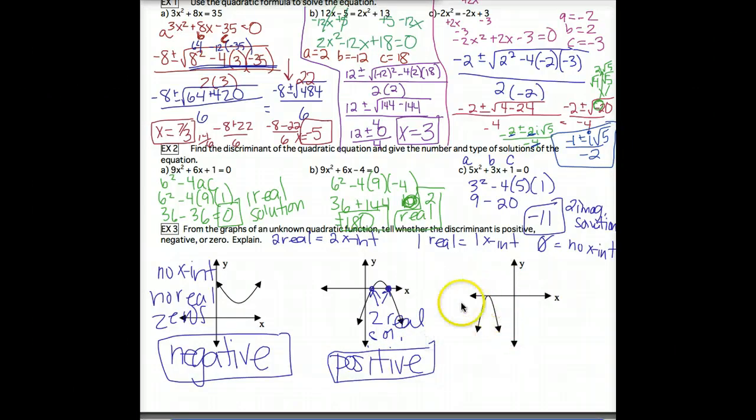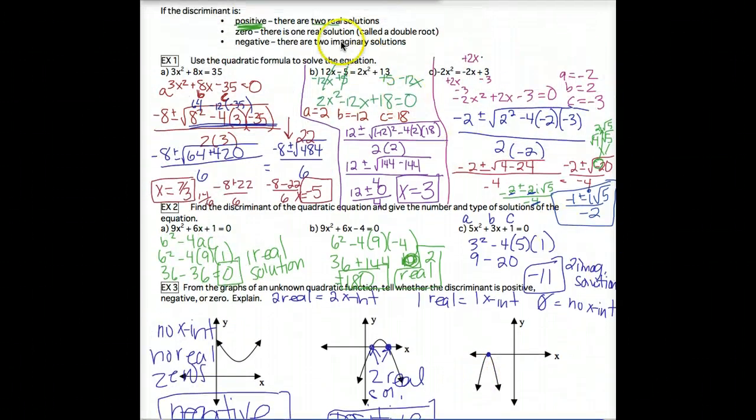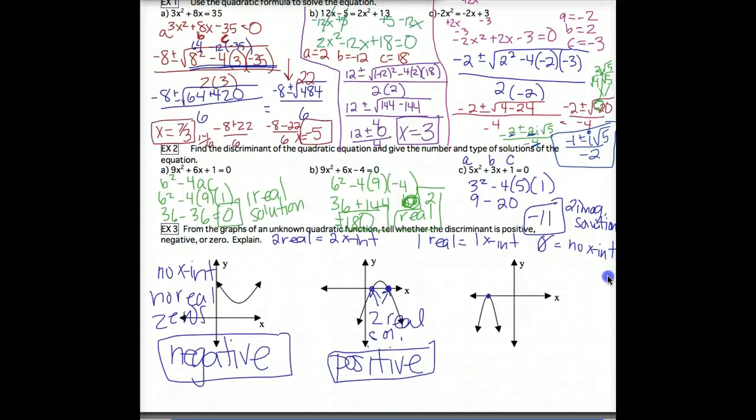Last one, again, solutions are x-intercepts. So here's an x-intercept right there. That, and there's only one left that's different, but with one x-intercept, that means there's one real solution. So that means that the discriminant here would have to be 0, because that's the way that we get one real solution. So that means my discriminant was 0. My reasoning is because there is just one real solution. So hopefully that makes sense. That is it for this lesson.